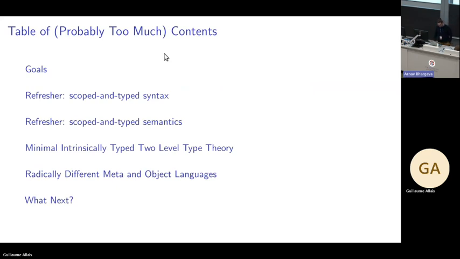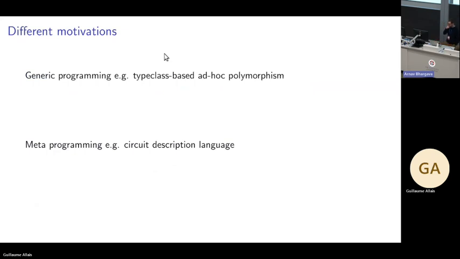Okay. So let's start with the goals. Well, we can have two different kinds of goals. We can do generic programming. For instance, we can have type classes that describe the usual capabilities various objects can have. And then you can generically program against these interfaces and instantiate these generic programs so that they work with the different objects all in the same way.